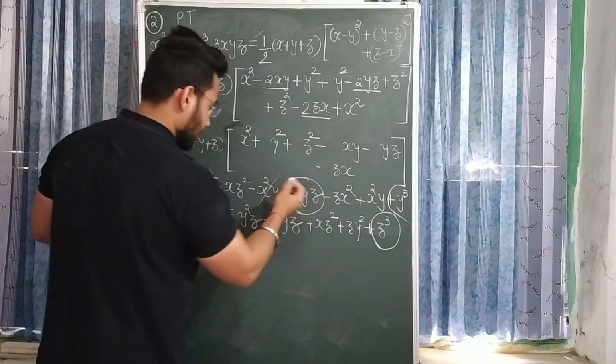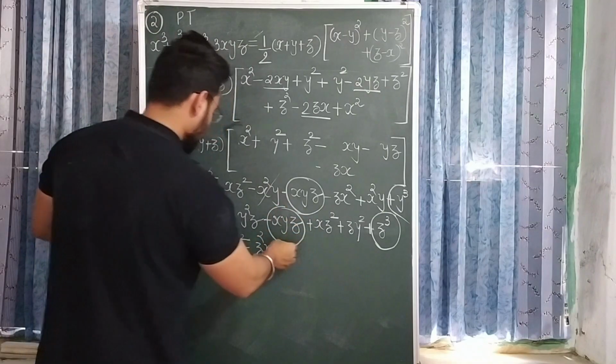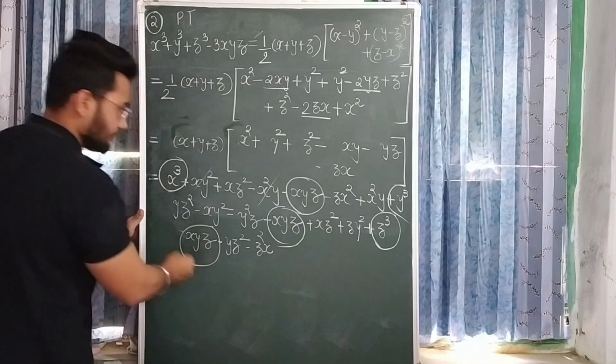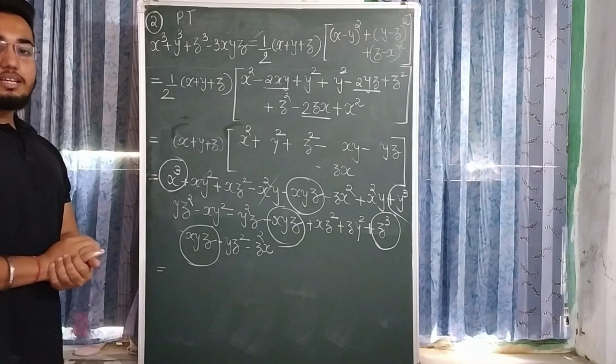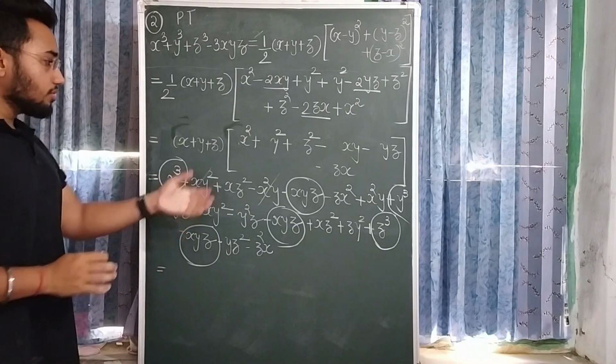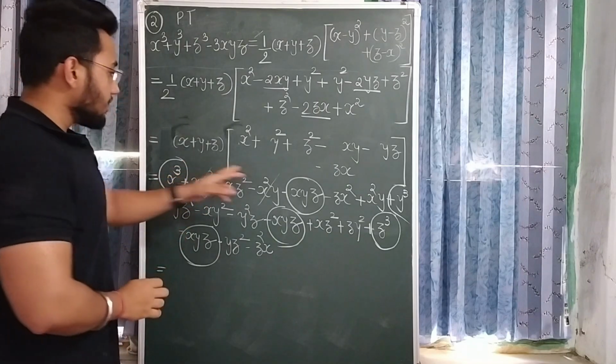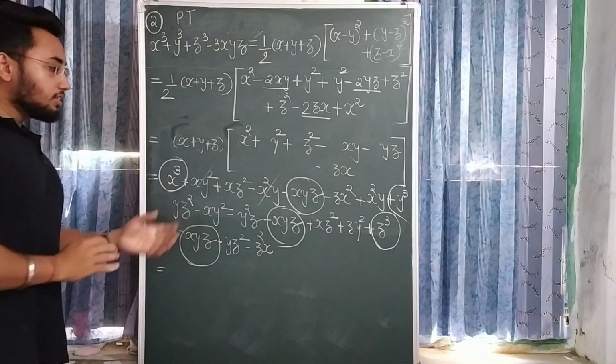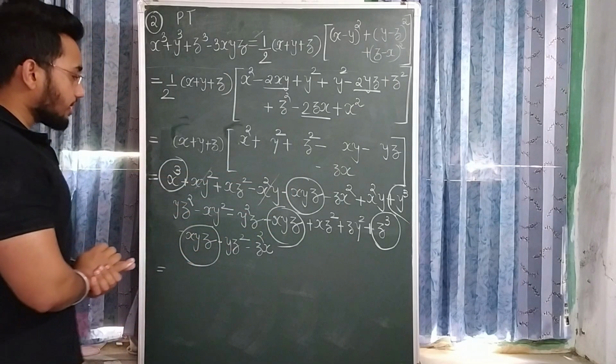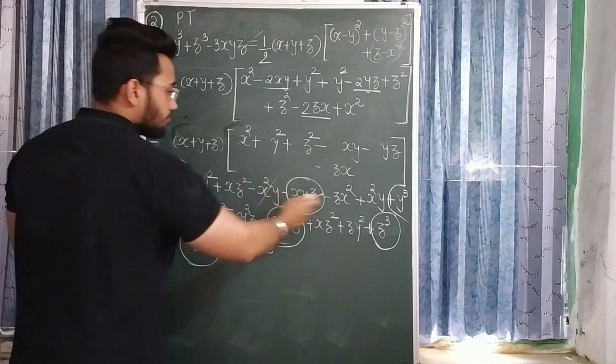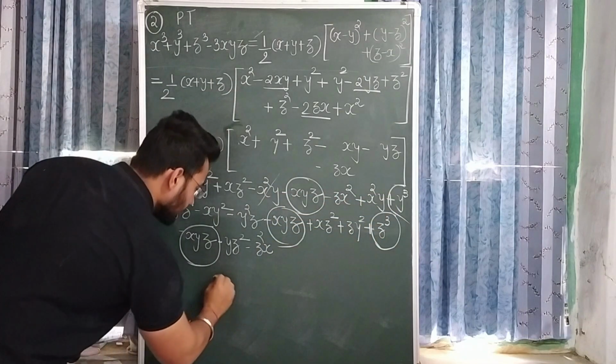xyz, one more xyz, and one more xyz. These terms will be as they are, and after all the other terms will cancel out. Except for these terms, all the remaining terms will cancel out. You have to do that easily. x cube plus y cube plus z cube, I am writing here as it is.